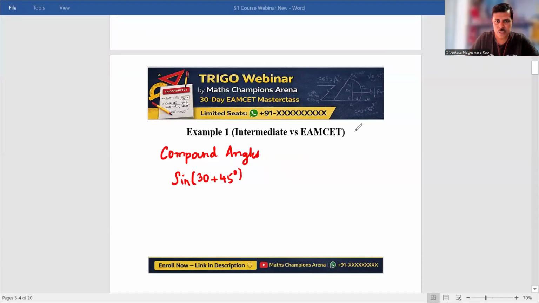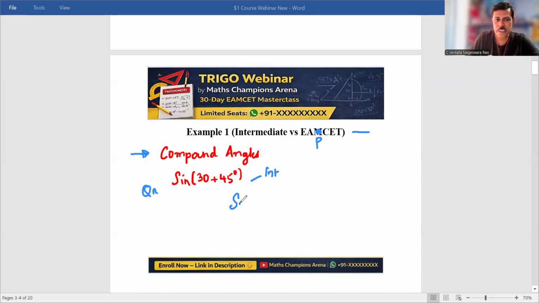Number one, this is intermediate versus EAPCET. What is happening here? There is an area called compound angles in trigonometry. If the question given is sine of 30 plus 45 degrees, how do we address this question? If I look at the intermediate pattern, what will I do?